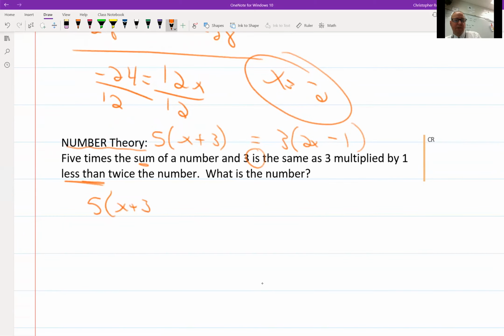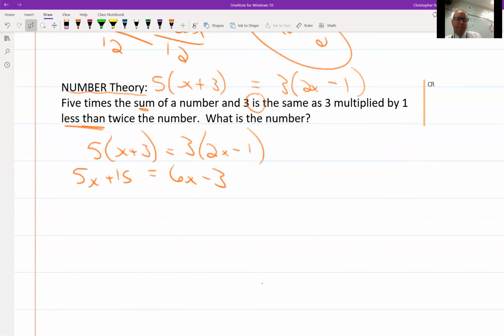5x plus 3, 2x minus 1. All right, now I don't have any fractions, but I have a lot of extra distributing to do, and we're going to have to do that. So here we go, 5x plus 15. Make sure that turns into 15. 6x minus 3. Make sure that turns into 3.